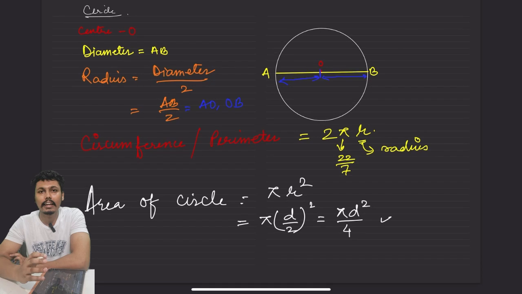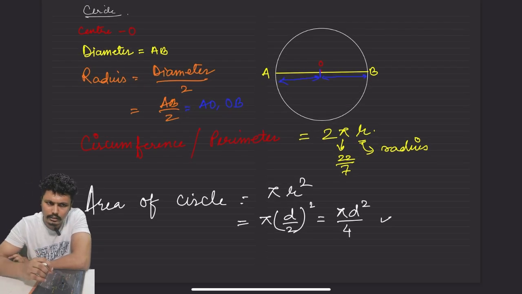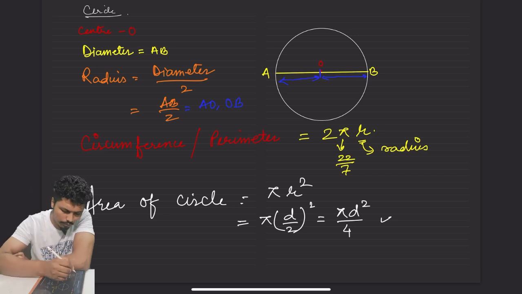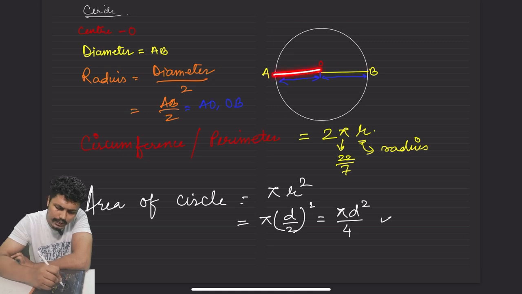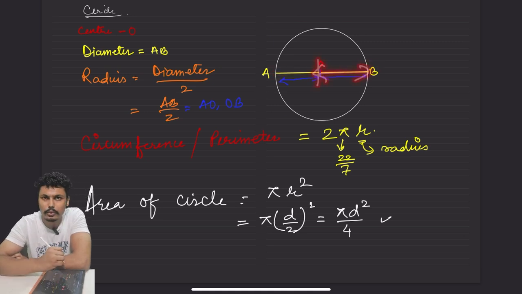That's all. Whatever formula comes our way, we'll discuss that. Now we are ready to start the topic. First, let's go through what a circle is. This is a circle. What is diameter? A line that passes through the center is the diameter. What is radius? Half of the diameter is called radius.